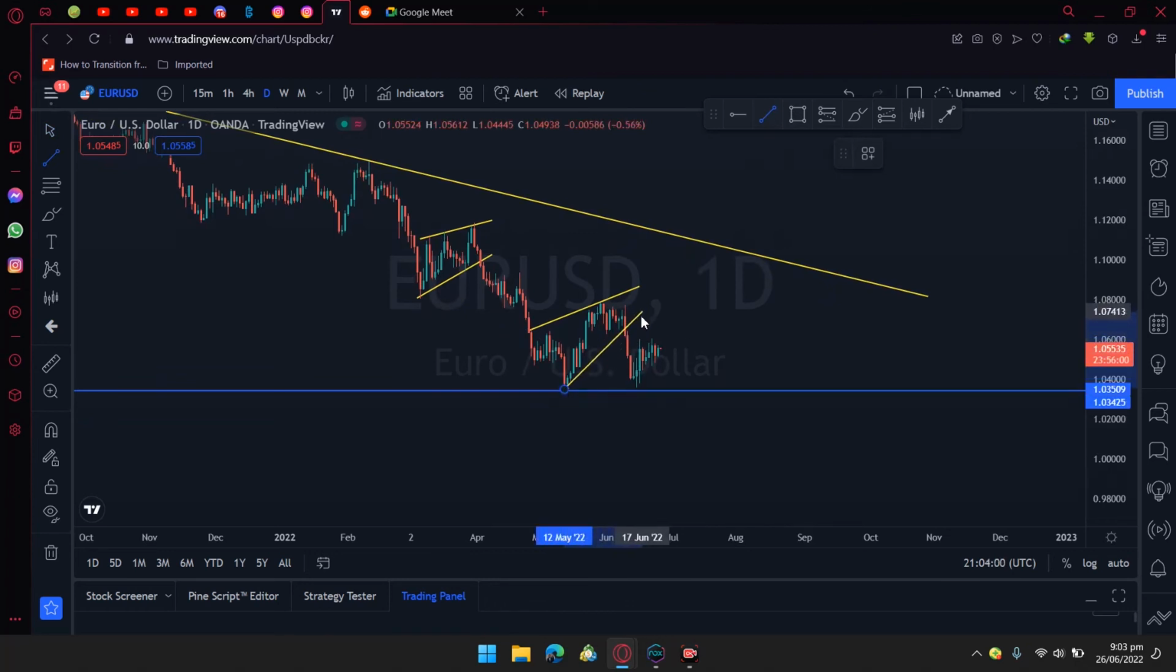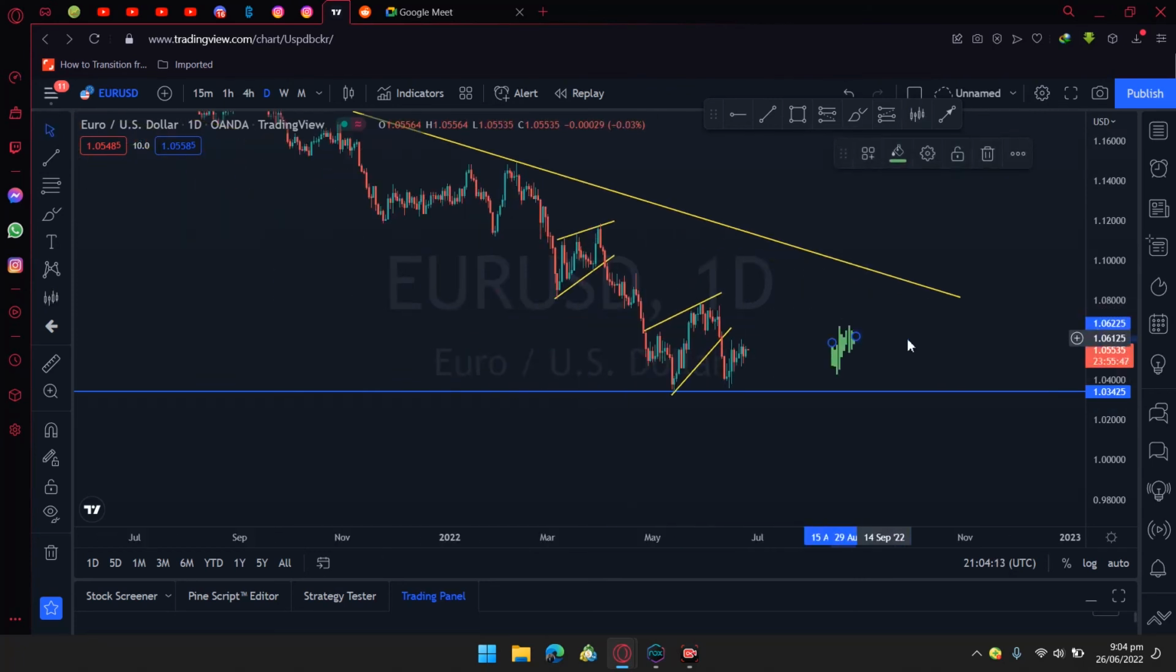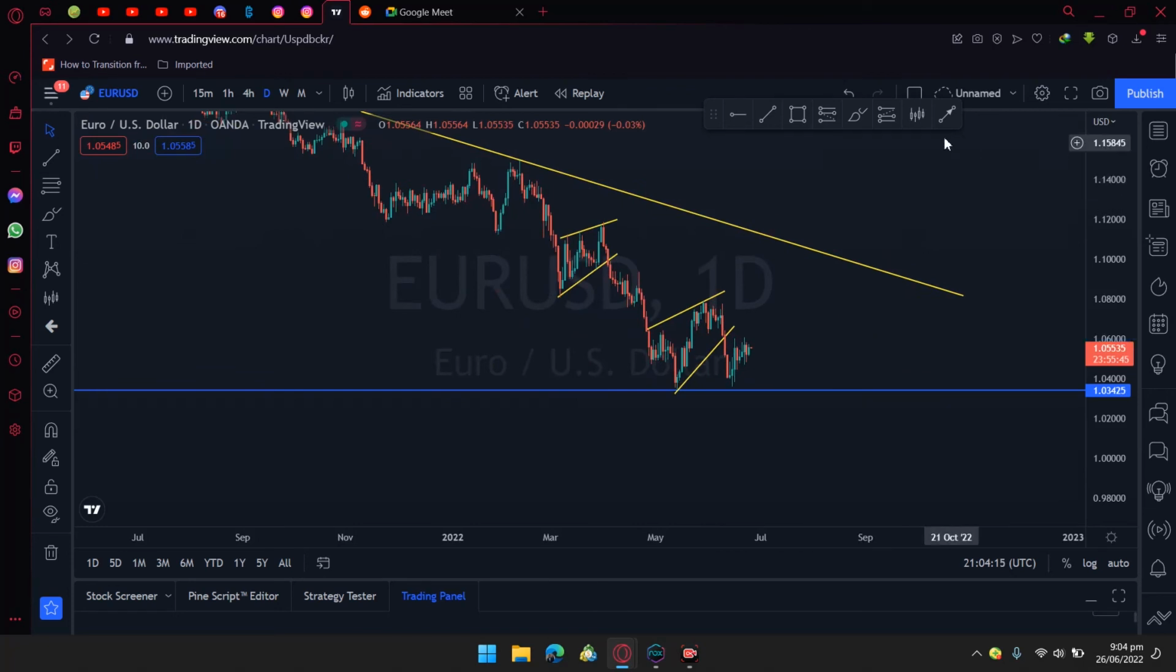Firstly, we have this level here. We can see how price has broken in with momentum. After it broke it, you can see the whole of this phase is the corrective phase for it to push down to this level. We'll see what will happen here.